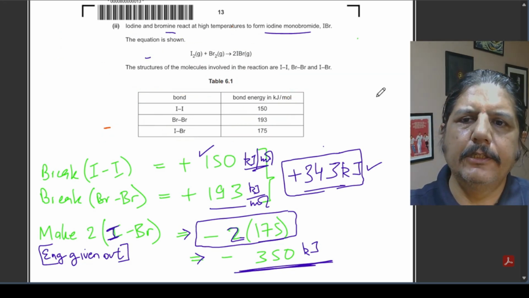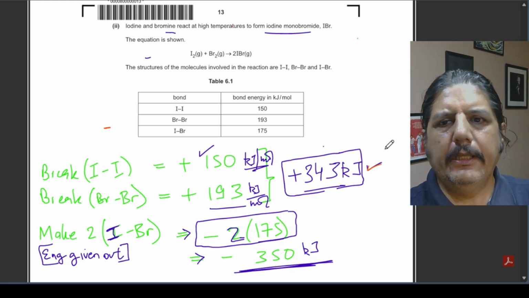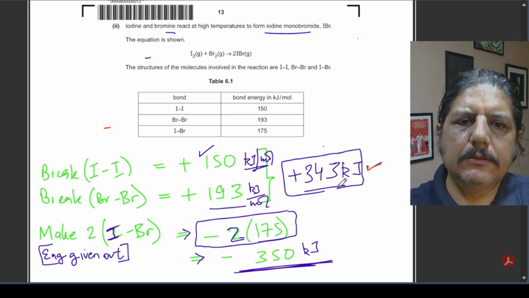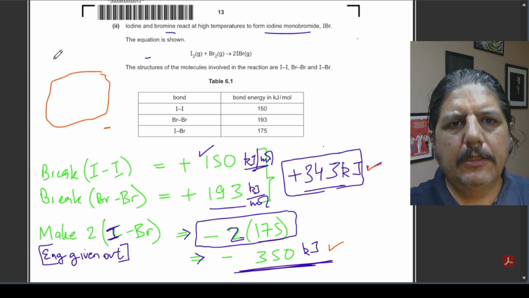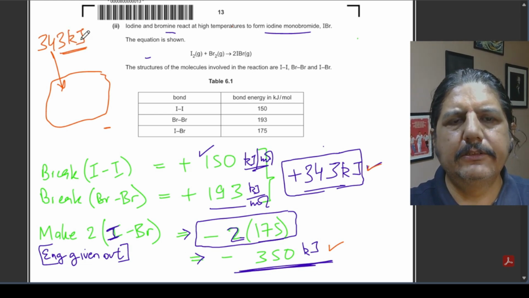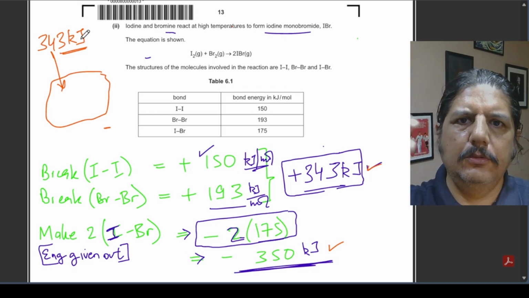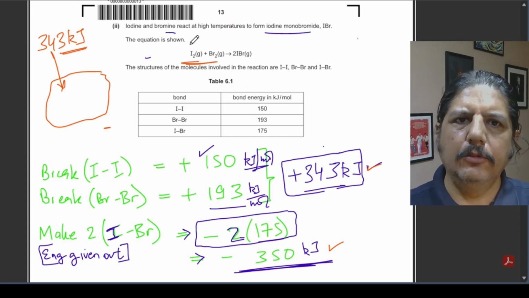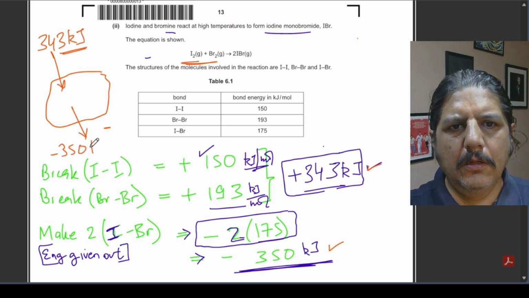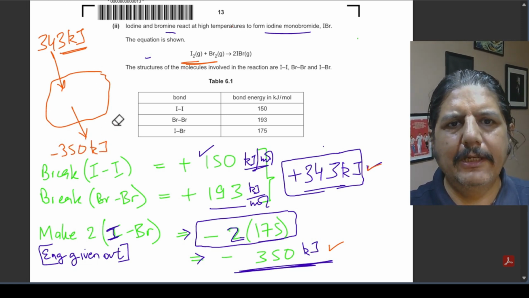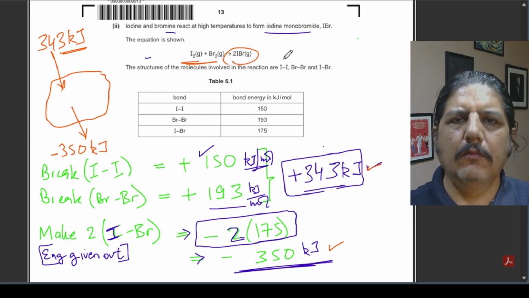So what we understand is that 343 kilojoule of energy is required to break the bonds, and 350 kilojoule is released from the system. Another way to visualize it: if this is the system, then you will require 343 kilojoule. This energy would be required to break the bonds of the reactant side. You'll first break the bonds. Then when the bonds are made, then 350 kilojoule.